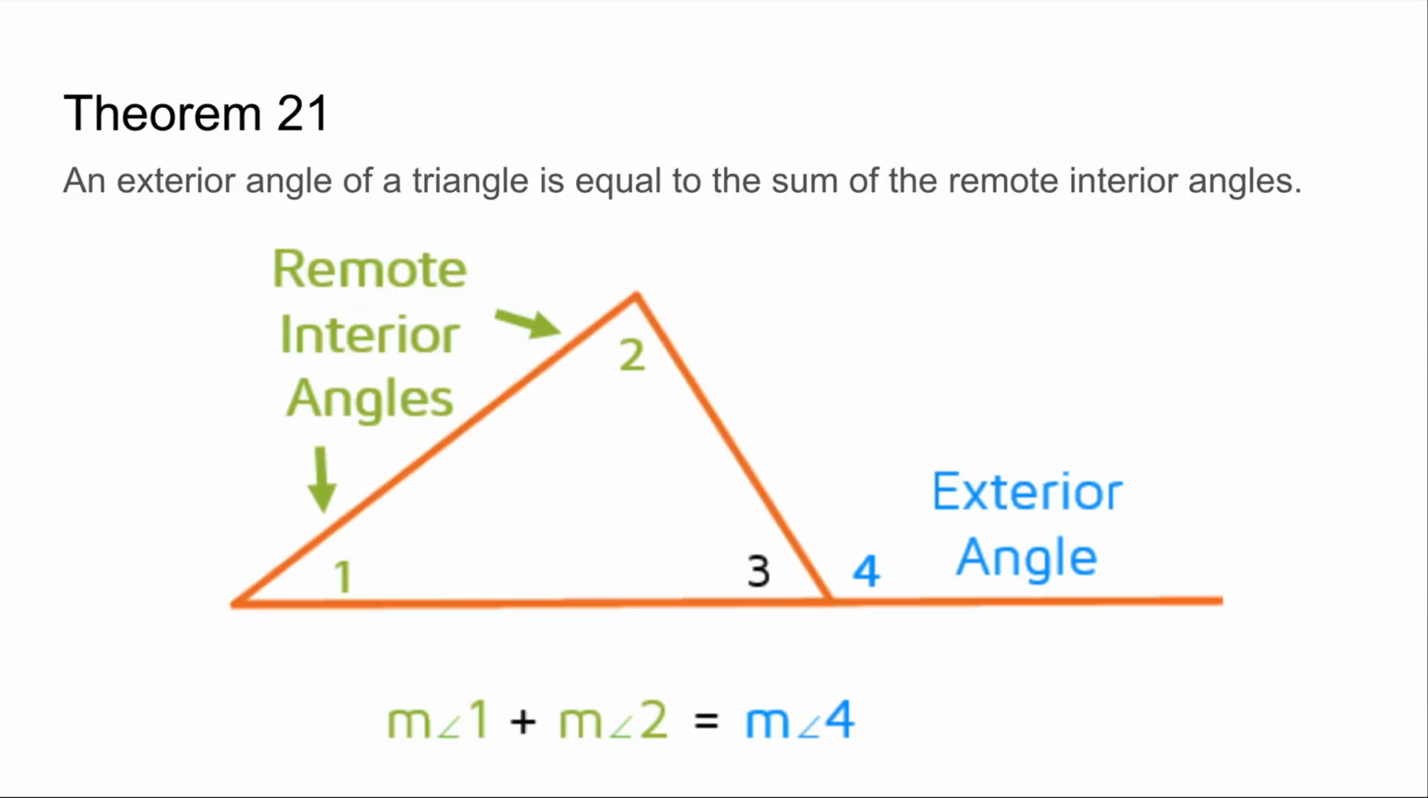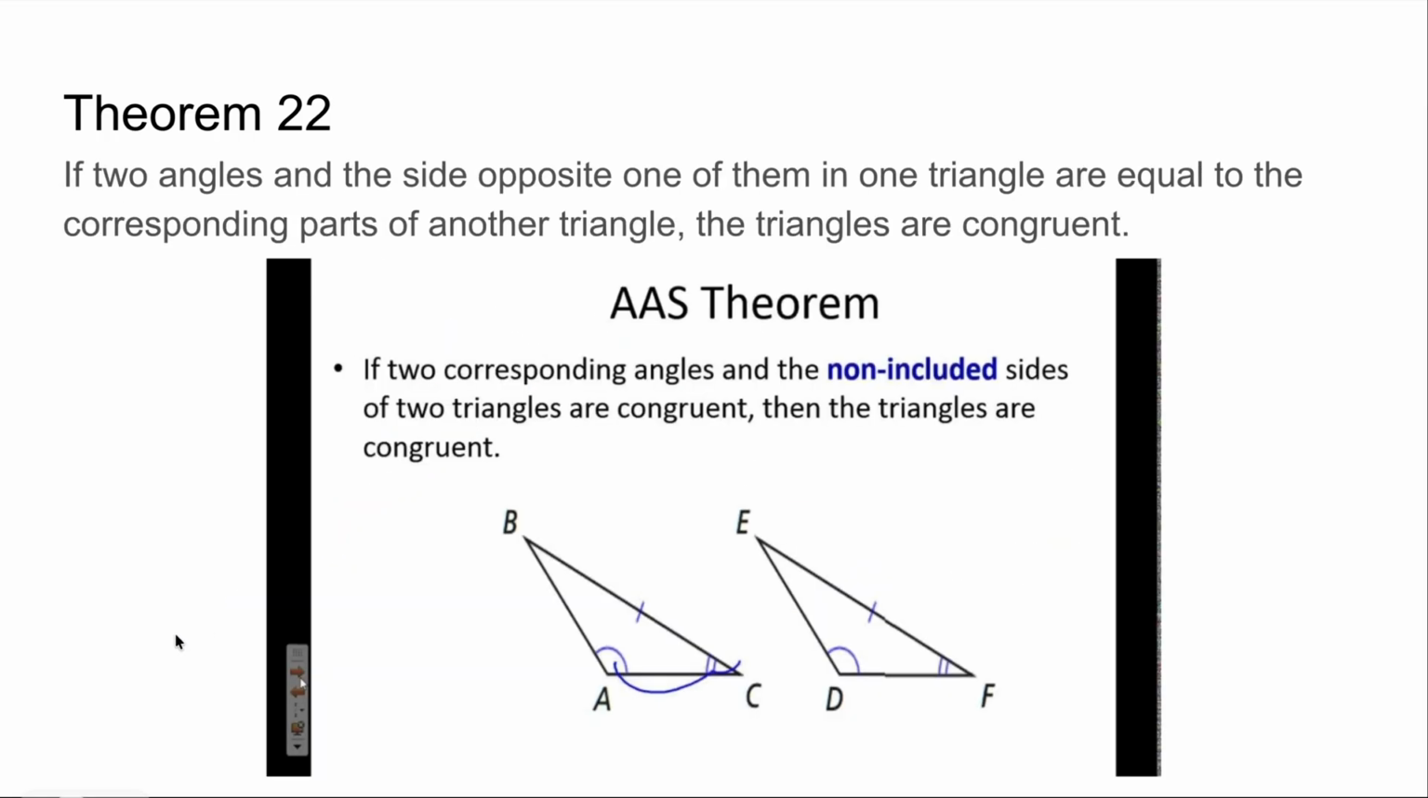Theorem 21, exterior angle, remember this is the outside exterior angle from a side extended from the triangle, is found by adding the two remote interior angles. Theorem 22, angle side theorem. So this is two angles that are the same in two triangles, and they have a side that is not in between the angles but opposite the angles that is also congruent, and this means that the two triangles are congruent themselves.